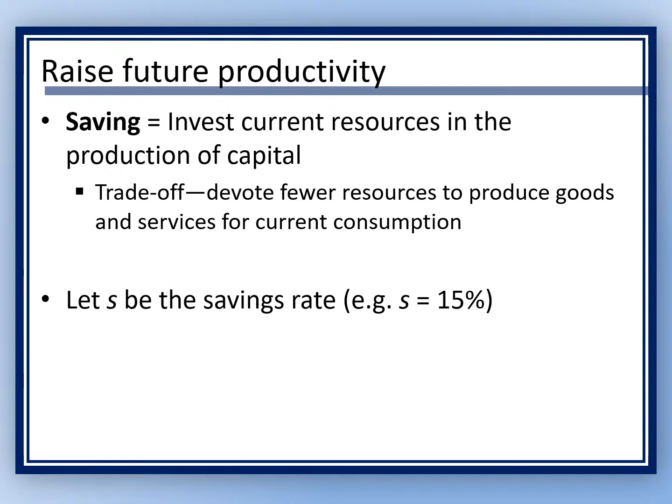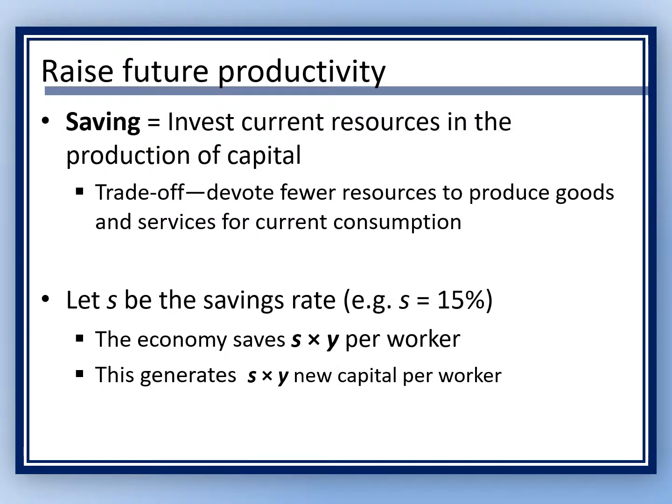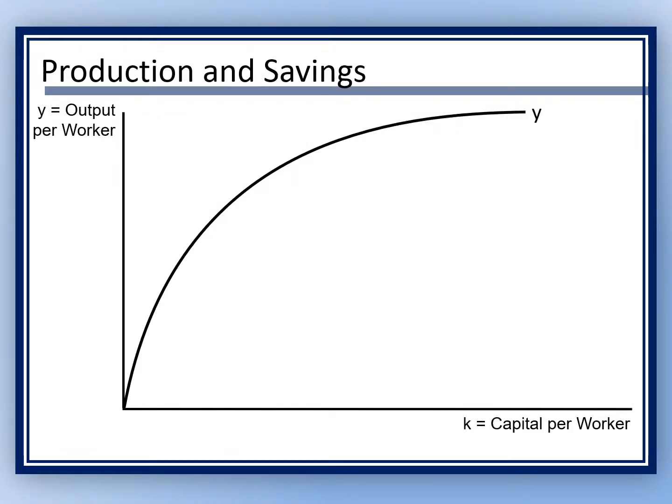So we're just going to take S as a fixed number like 15%. So what happens is that an economy would save 15% of its total output per worker, right? So remember, everything is expressed per worker, so each worker would be saving 15%, right? And this generates S times Y new capital per worker. So let's just say your output is $100. Then you save 15%, which means you're saving $15. Then next period, you would have $15 worth of new capital.